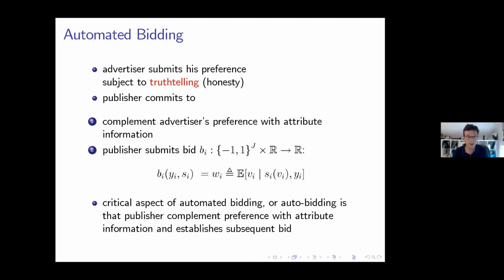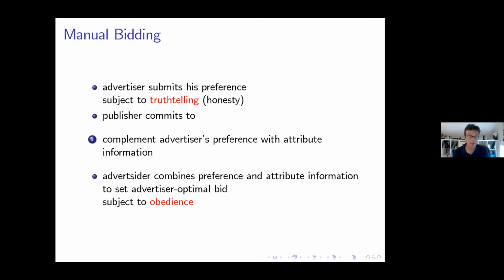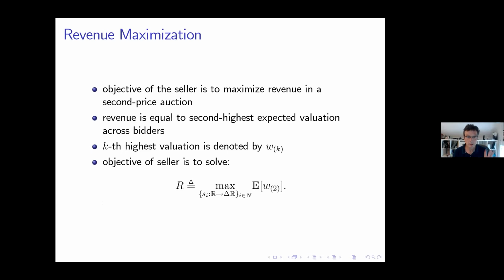In automated bidding, we're going to just think about truth telling, and then implement in the second price auction the bidder optimal bid, namely bidding exactly equal to the expected value. Okay, so we're going to have just one set of incentive constraints. In manual bidding, we have, as I mentioned before, truth telling and obedience, but let me not dwell on this further since we won't have time to develop the ideas here much. Okay. The objective that we're pursuing is, from the seller's point of view, to maximize the revenue in a second price auction.